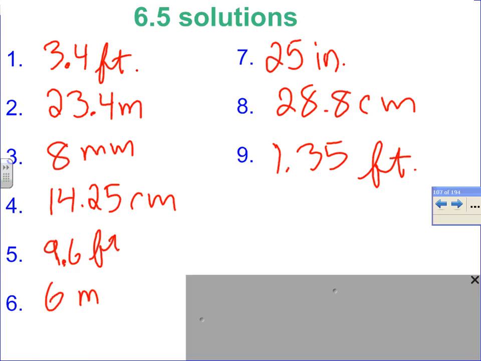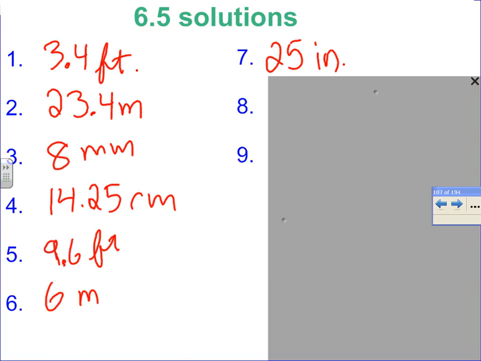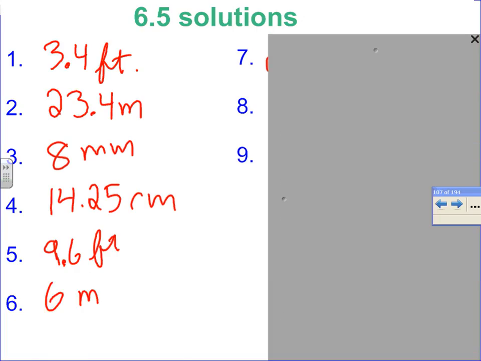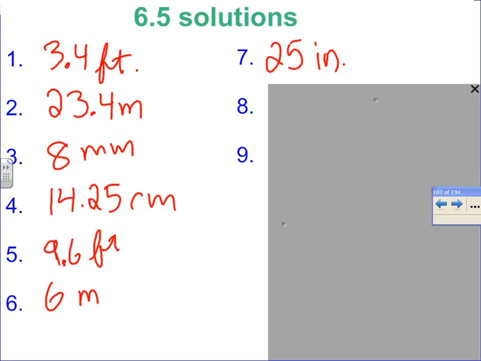No. What did you do wrong? You probably just set up your proportion wrong. Adam? Good, 28.8 centimeters. Number 9, Zach? Good, 1.35 feet. Wow, awesome. Very good. Annalise?